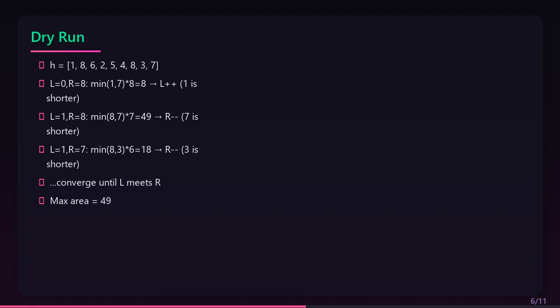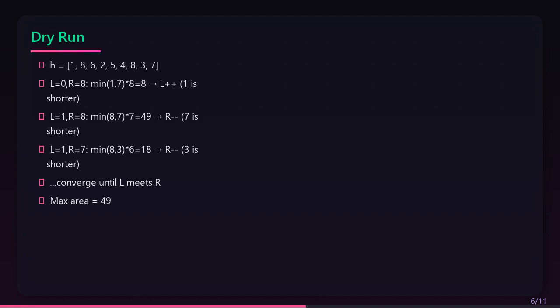Let's dry run. Left 0 height 1, right 8 height 7. Area is 1 times 8 equals 8. Move left, 1 is shorter. Left 1 height 8, right 8 height 7. Area is 7 times 7 equals 49. Move right, 7 is shorter.